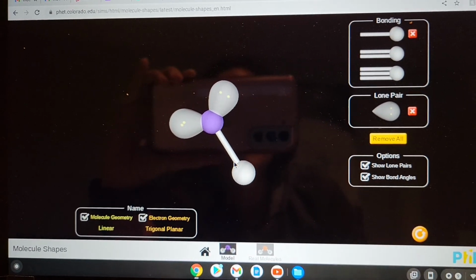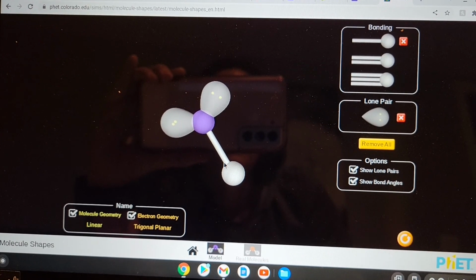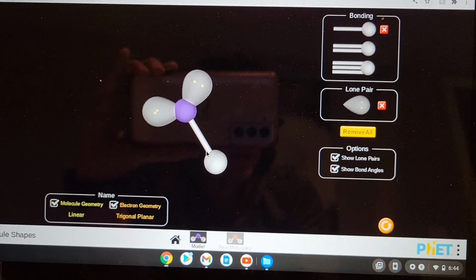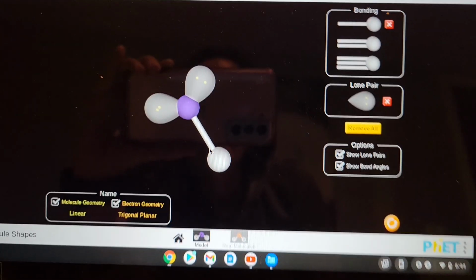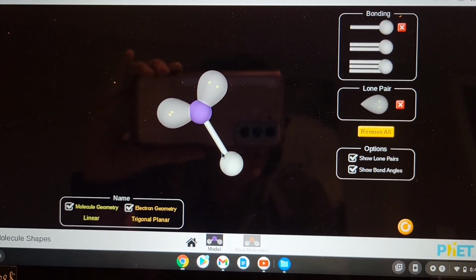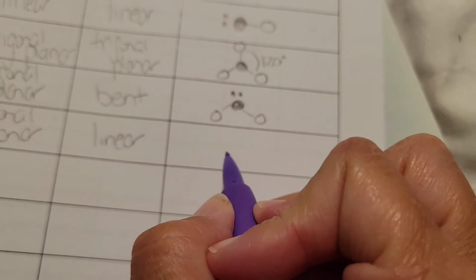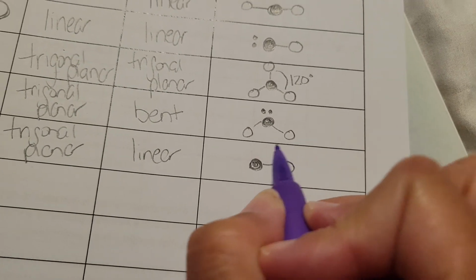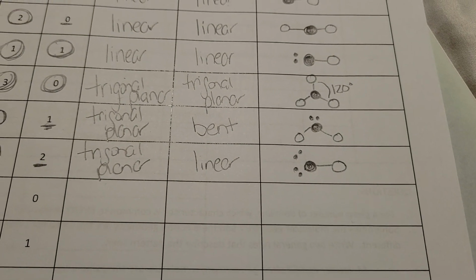All right, so it's linear basically with 2 sets of unshared pairs. So you can see the electron geometry stayed the same. Our electron geometry is still trigonal planar. And then our molecule geometry now is linear. All right, so let's go ahead and draw that one. So I have my central atom, and I have the one atom that's there, and then I have 2 pairs of unshared electrons.